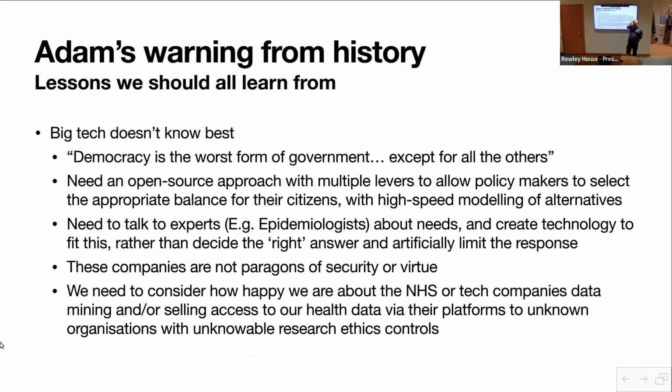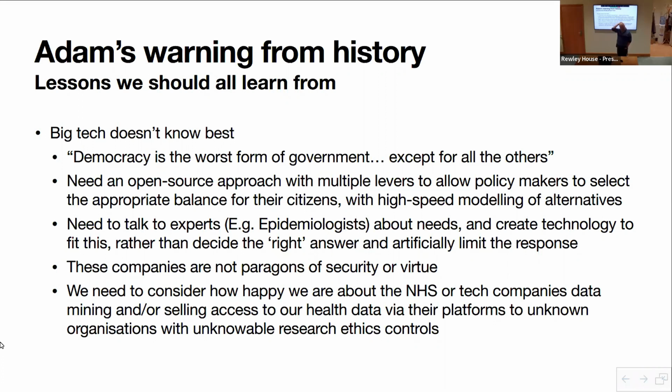These opinions are my own. They're nothing to do with the University of Oxford or my former or current employers. But big tech doesn't know best. Democracy is the worst form of government, as we all know, except for all the others. But democracy has the benefit that I can vote out my MPs when they suck at managing pandemics. I can't vote out the CEO of Google, Apple, or anybody else.